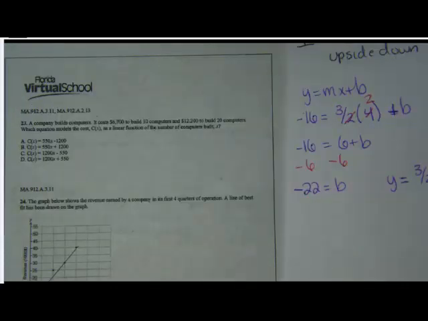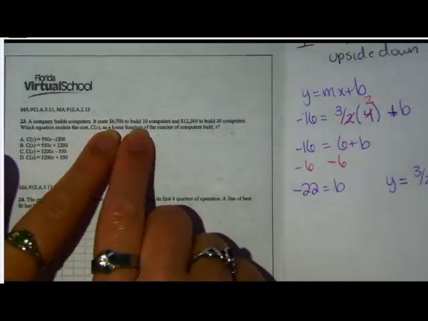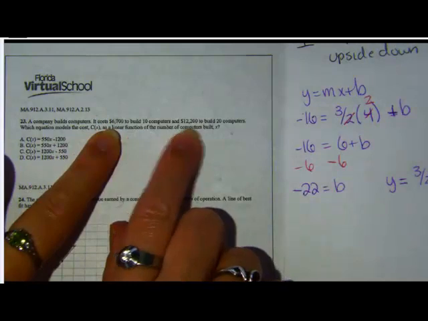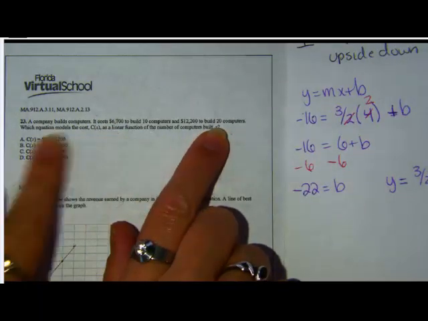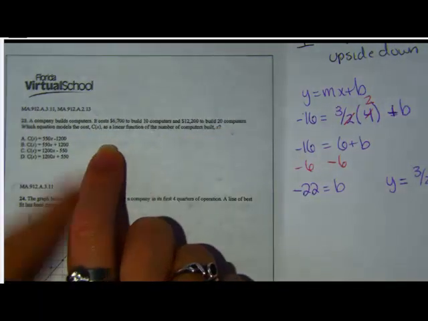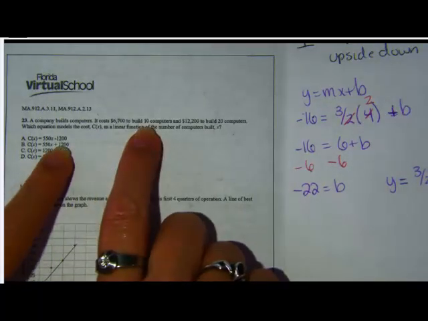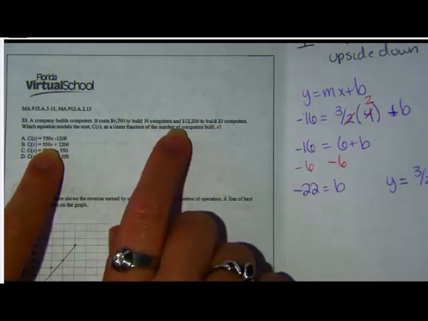Okay, so first the shortcut. It's $6,700 to build 10 computers and $12,200 to build 20. And here's the equation. We want to find out which one of these is true. We're going to plug in 10 and see if we get 6,700, and then plug in 20 and see if we get 12,200.